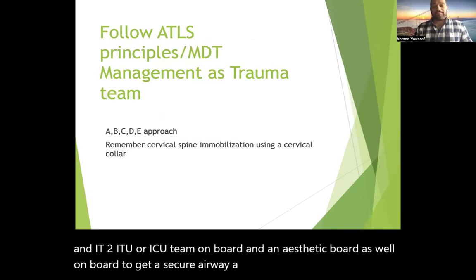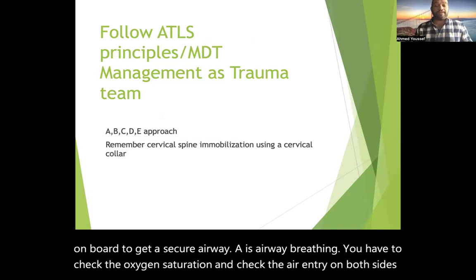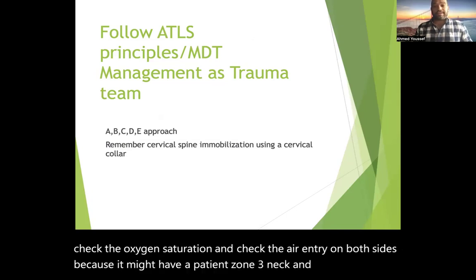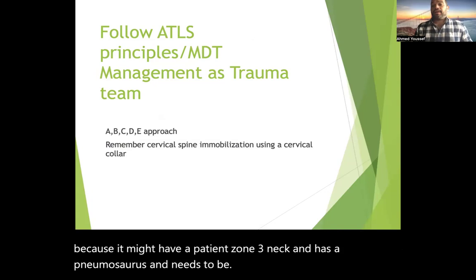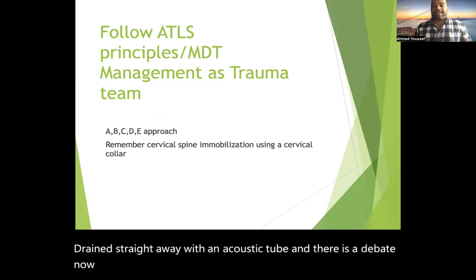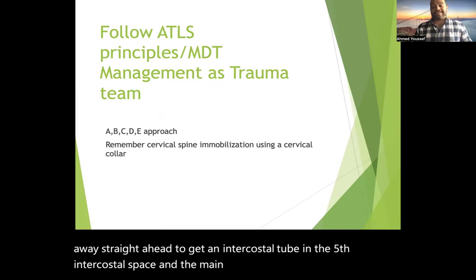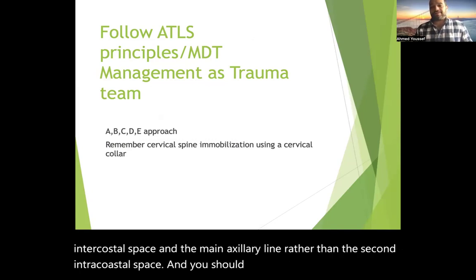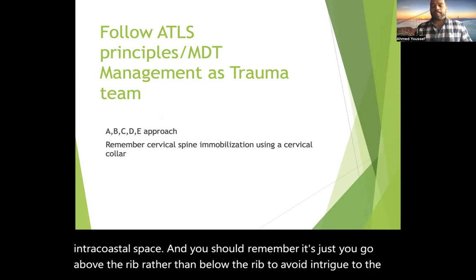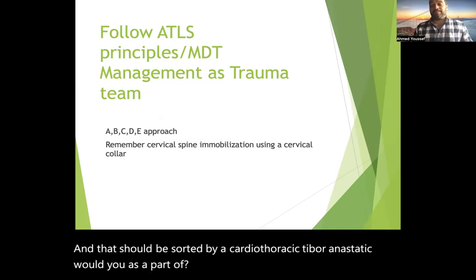A is airway. Breathing: you have to check the oxygen saturation and check the air entry on both sides, because you might have a patient with a zone 3 neck injury who has a pneumothorax and needs to be drained straight away with an intercostal tube. There is a debate now about using a needle if it's a tension pneumothorax, or going straight ahead to get an intercostal tube in the fifth intercostal space in the mid-axillary line rather than the second intercostal space. And you should remember to go above the rib rather than below the rib to avoid injury to the subcostal vessels. That should be sorted by a cardiothoracic team or an anesthetist, or you, as a part of your trauma team, can learn how to do it.